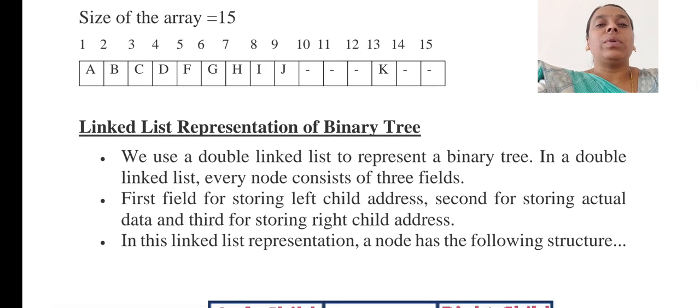So next one, linked list representation of a binary tree. Here we use a doubly linked list to represent the binary tree. What is a doubly linked node? Here every node consists of three fields. The first field stores the left child address, the second field stores the data element, and the third field stores the right child address.